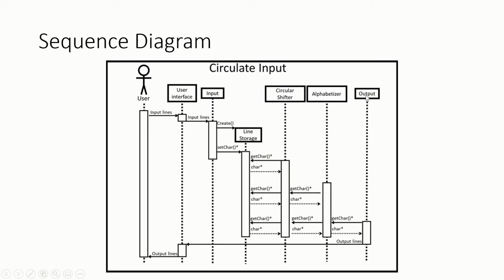And when the output asks for a character, it'll be passed over to the alphabetizer, then to the circular shifter, then to the line storage, which will find the character and pass it all the way back up to the output, which is how it'll create its output lines to pass up to the user interface and then to the user.